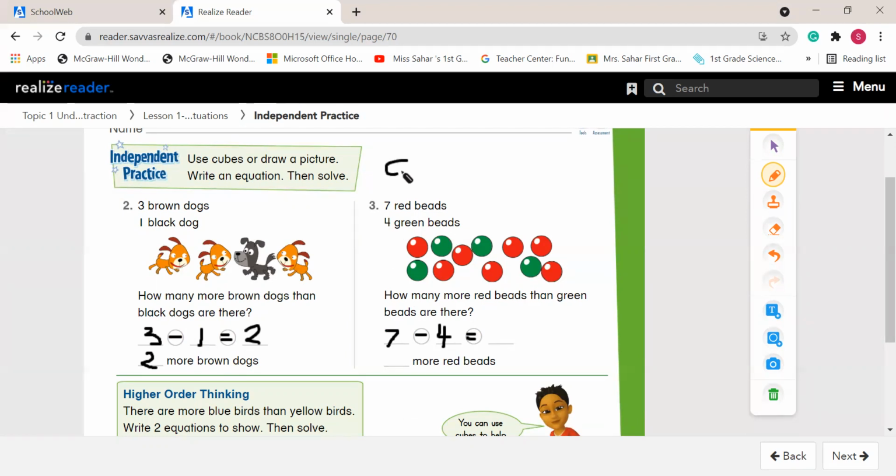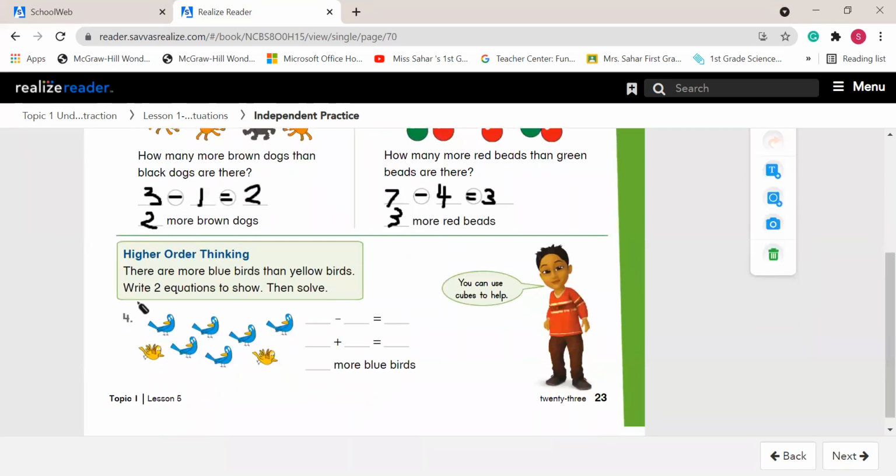So I can draw 7, for example. 3, 4, 5, 6, 7. Minus 4 means cross 4, 2, 3, 4, and leave you with 1, 2, 3. So there's 3 more red beads, or you can use the picture you have and you just cross the number. So there's 3 more. All right, let's go for number 4.